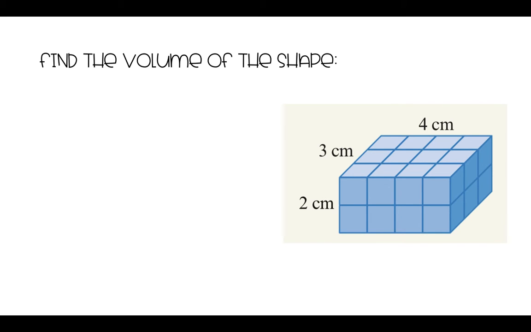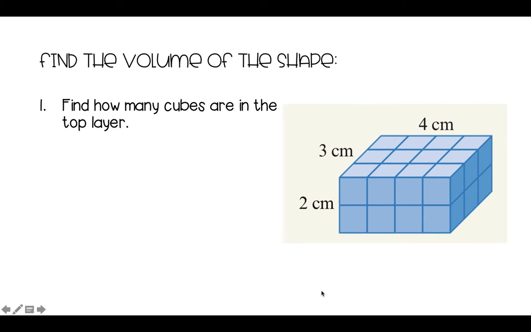Find the volume of the following shape. The first thing we can do is find how many cubes are in the top layer. Here we have 1, 2, 3 along this way, and 1, 2, 3, 4 along this way. So we go 4 times 3 equals 12. And if we count here, 1, 2, 3, 4, 5, 6, 7, 8, 9, 10, 11, 12. So we can see we've got 12 in the top layer.